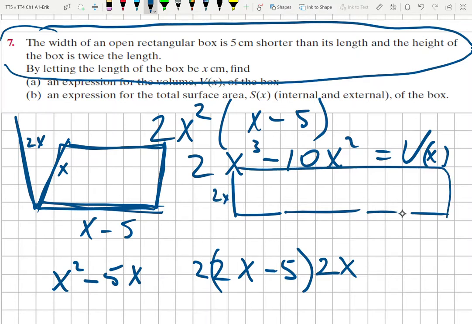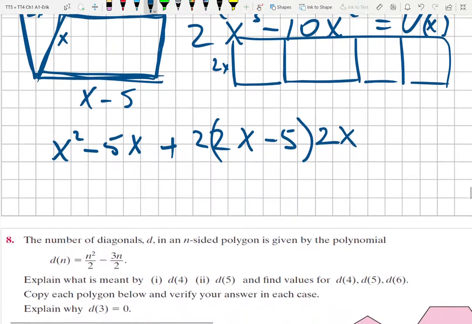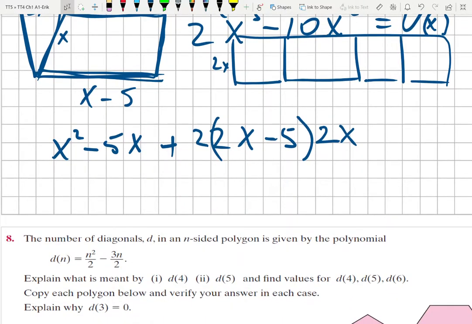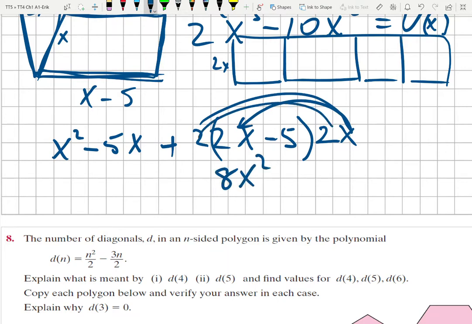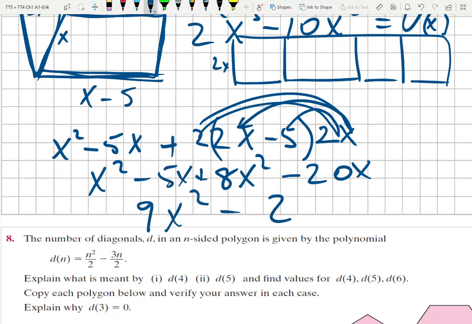Again, a big long rectangle with 4 sections. That's what this is here. Okay, so ready to tidy that up? So 4x on this is 8x squared. Now we have 4x on this, which is minus 20x. We still have these fellas here. So altogether we have 9x squared minus 25x.